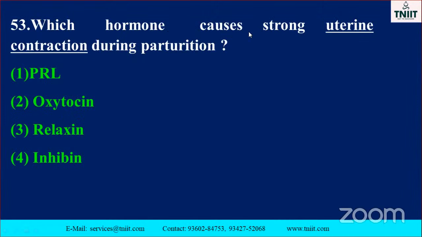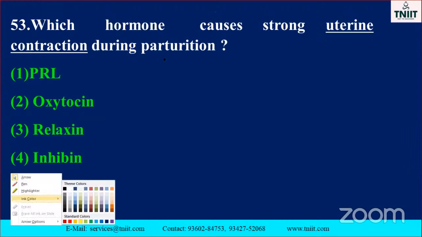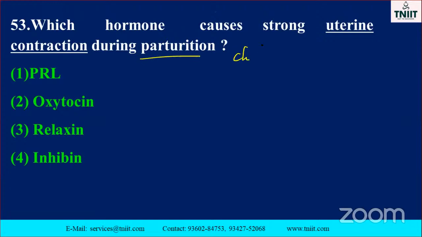Which hormone causes strong uterine contraction during parturition? Parturition is nothing but childbirth. During childbirth, which hormone is essential for uterine contraction, not relaxation? They have given the options: prolactin, oxytocin, relaxin, inhibin.